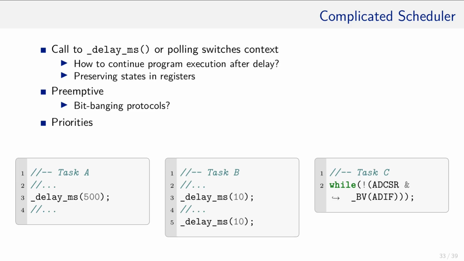If the scheduler should also support preemptive scheduling, we have to think about how to handle protocols which rely on software implementations. And so far, we have not even discussed tasks with different priorities. Let's have a look at an example, what a scheduler implementation could look like. We have 3 tasks, task A till task C. Task A and B rely on the delay MS function, while task C waits for the ADC conversion to complete.